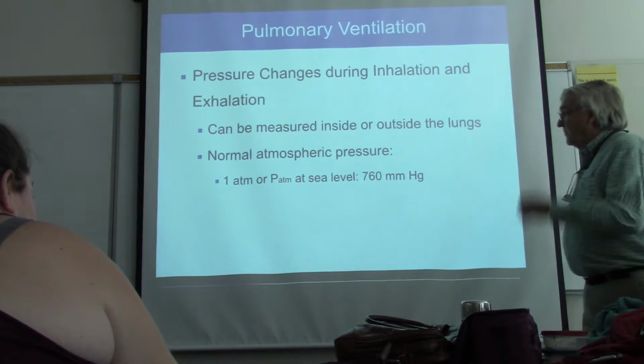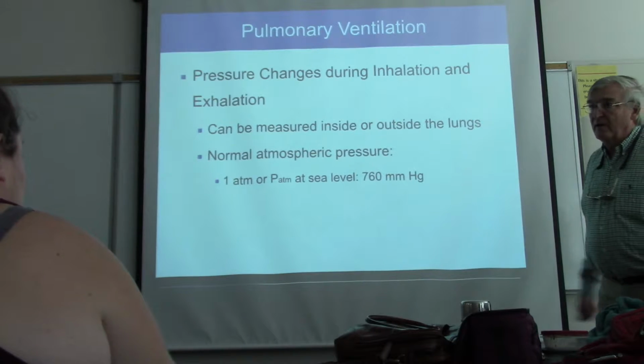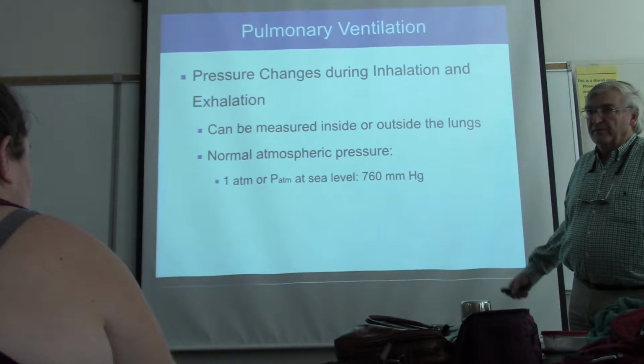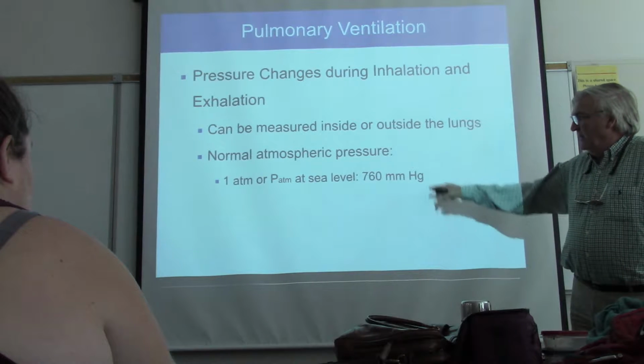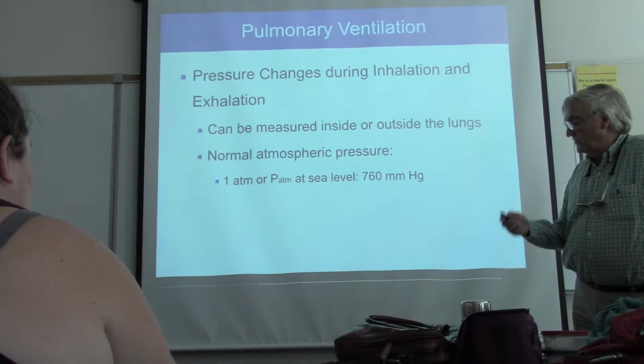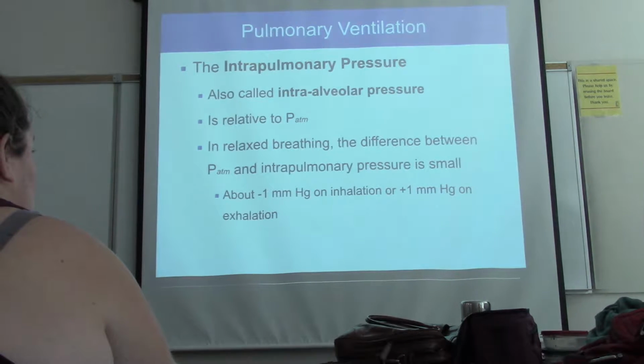All right, normal atmospheric pressure is 760 millimeters of mercury. That's on a normal day at sea level, at a certain temperature, I think. But anyway, 760 is the conversion factor. We'll talk about millimeters of mercury quite a lot in this class.